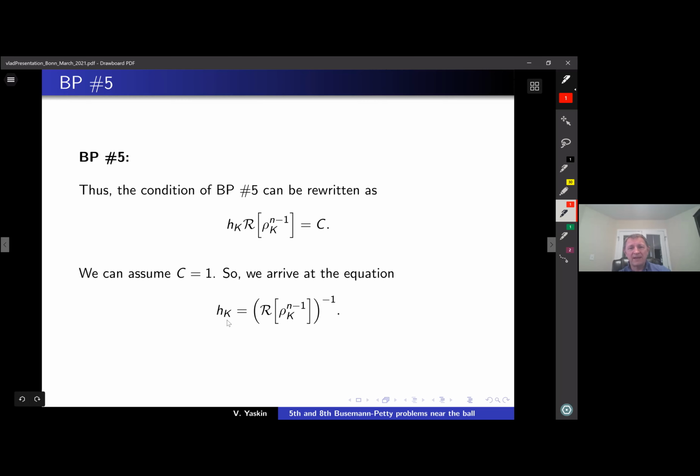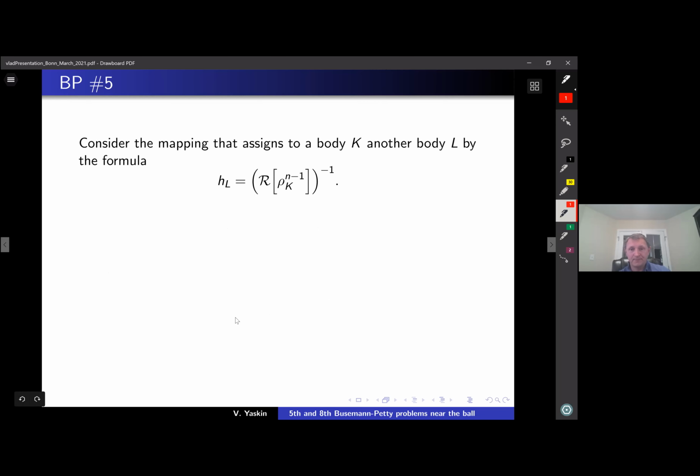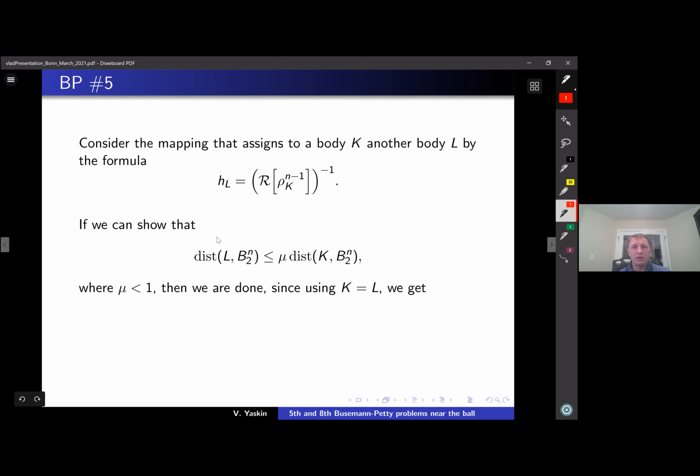So in the left-hand side, now let's, instead of K, let's put L. And think of this as a mapping that assigns to a body K another body L by this formula. Okay. So now, if we can show that the distance from L to the Euclidean ball is less than mu times the distance from K to the Euclidean ball, with mu less than 1, then we're done. I'm not specifying what distance I'm using here. You'll see later that the natural distance is the L2 distance. And then we're done. Why?